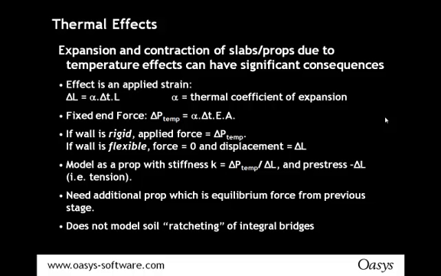So if the wall is rigid, you would have an applied force of delta P, and calculate it accordingly from the fixed end force calculation. But if the wall is flexible, you set the force to 0, and you would apply a displacement in FRU, delta L. So it really depends on the type of wall that you have as to what you're going to put in. But you can model the thermal effect as a prop with a stiffness and a pre-stress. And you do need an additional prop, which is basically an equilibrium force from the previous stage.